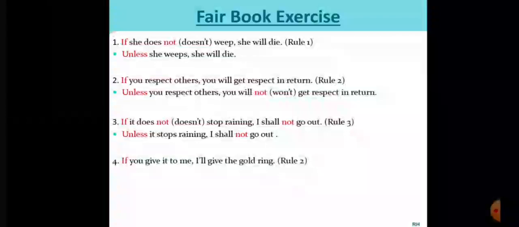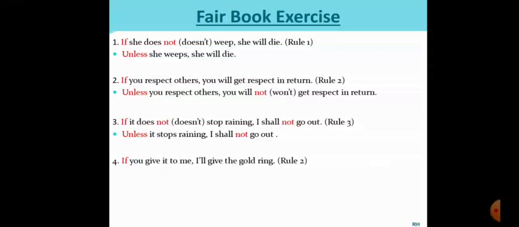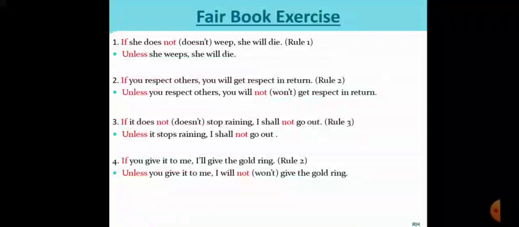Let's look at the fourth one. If you give it to me, I'll give the gold ring. Only if. So this is rule number 2. Unless you give it to me, I will not give the gold ring. Unless will begin, and in the next sentence after the word will, we will add the helping verb not. So will not will become won't.